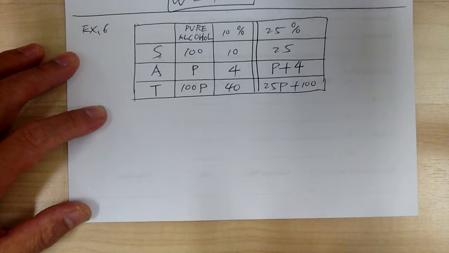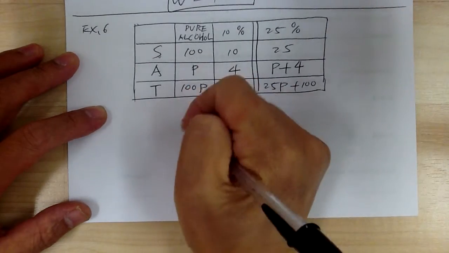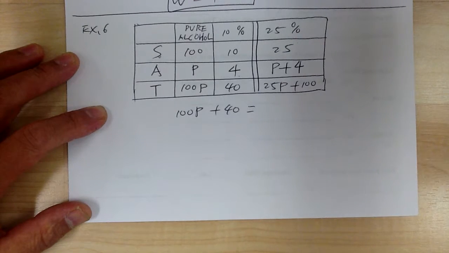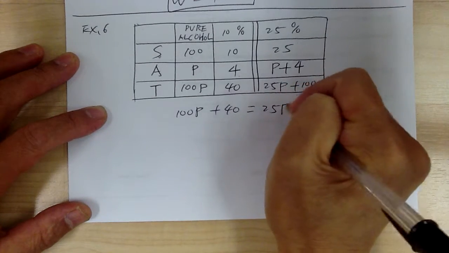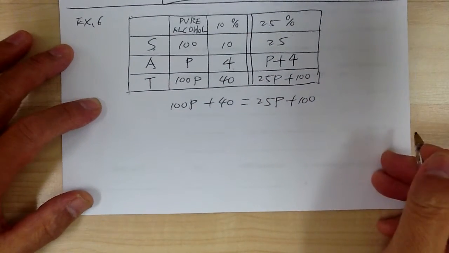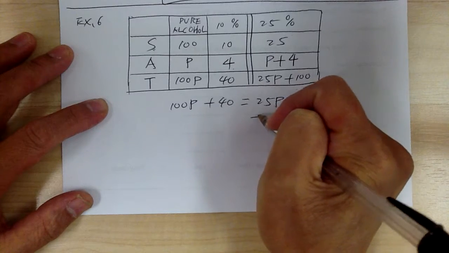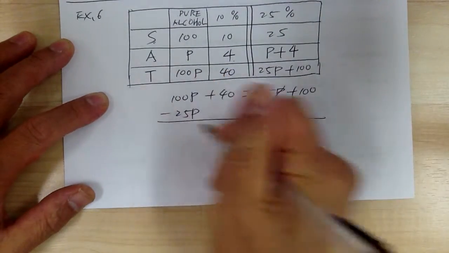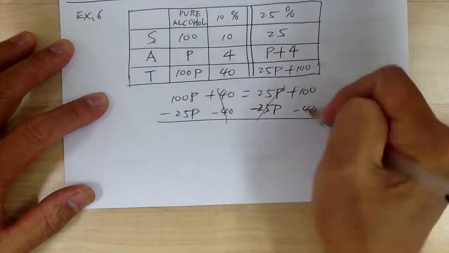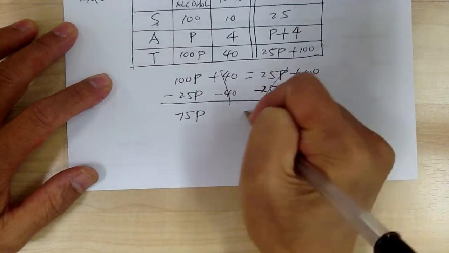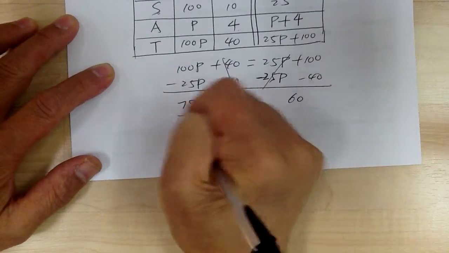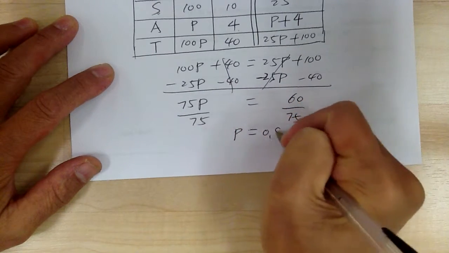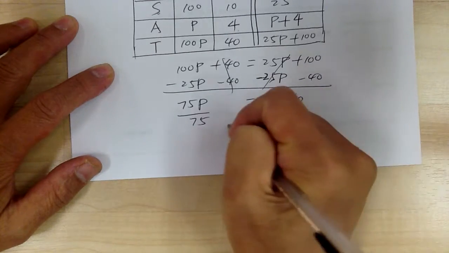So you have only one variable, so all you need is one equation, and your one equation is this over here. So 100P plus 40 equal to 25P plus 100. Now all you have to do is solve. So minus 25P on both sides. To move it to this side, you minus 40 on both sides to move the number to the other side. So you're going to get 75P equal to 60. Then you divide by 75, so P equal to 0.8, and the label is liters. And that's it.